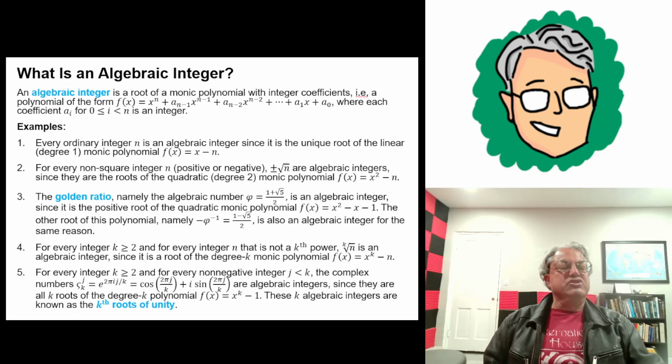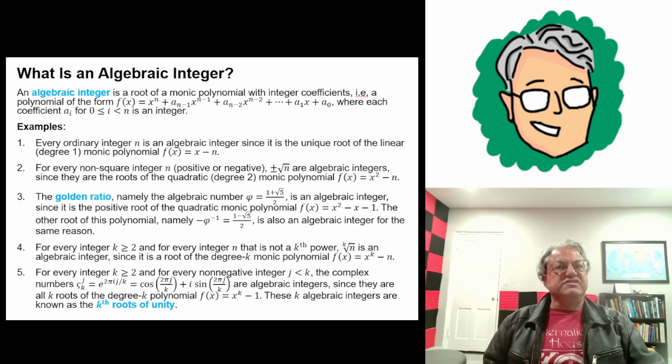So here we have a general polynomial of degree n that's monic. It has the form x to the n plus a sub n minus 1, x to the n minus 1, plus a sub n minus 2, x to the n minus 2, and so on down to a1 x plus a0, where each of these coefficients, a0, a1, up to a sub n minus 1, are all arbitrary integers, but the leading coefficient, if you like a sub n, is equal to 1. And remember, for algebraic numbers, it doesn't have to be, but for algebraic integers, it does. So let me just give you some examples of algebraic integers.